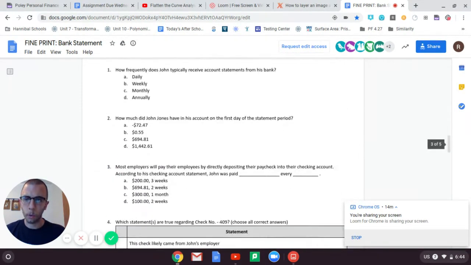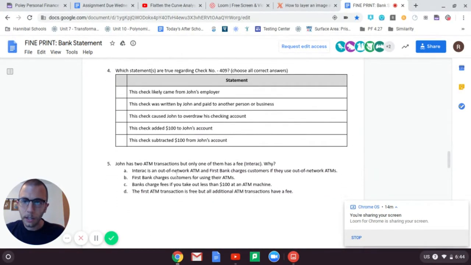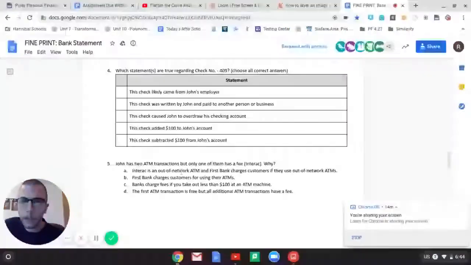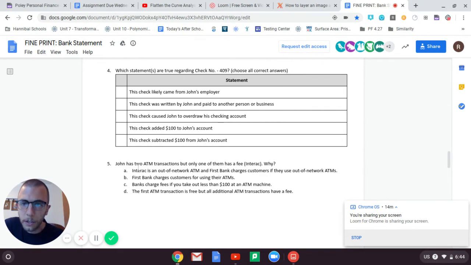So let's look for the right answer then there. So let's see. Interact is an out-of-network ATM, and First Bank charges customers if they use out-of-network ATMs. I think that sounds like it could be right, but let's make sure the other choices are not. First Bank charges customers for using their ATMs. That's not correct, right? We saw that with the withdrawal from the First Bank ATM, there was no fee. So letter B is not true.